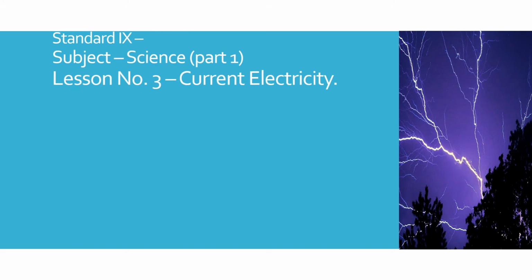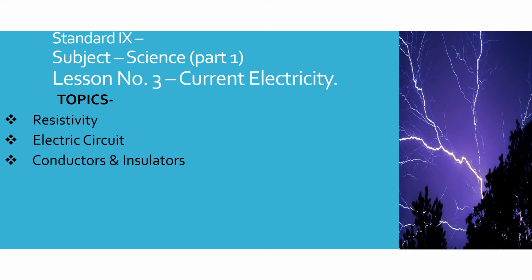Standard 9, Subject Science Part 1. We are going to learn lesson number 3, Current Electricity. Our today's topics are resistivity, electric circuit, conductors and insulators, Ohm's law.